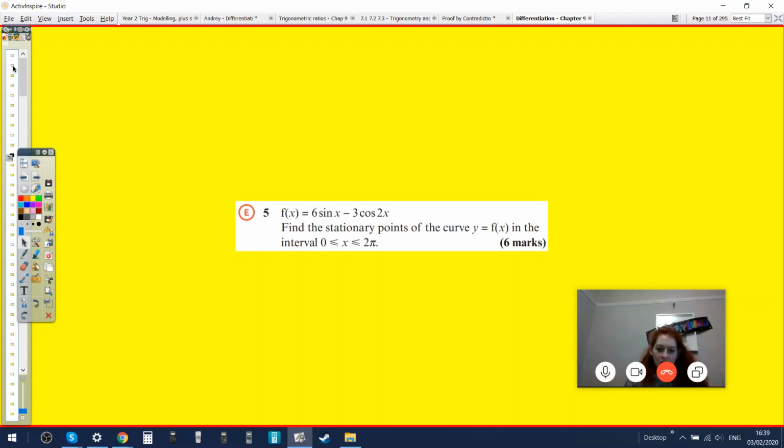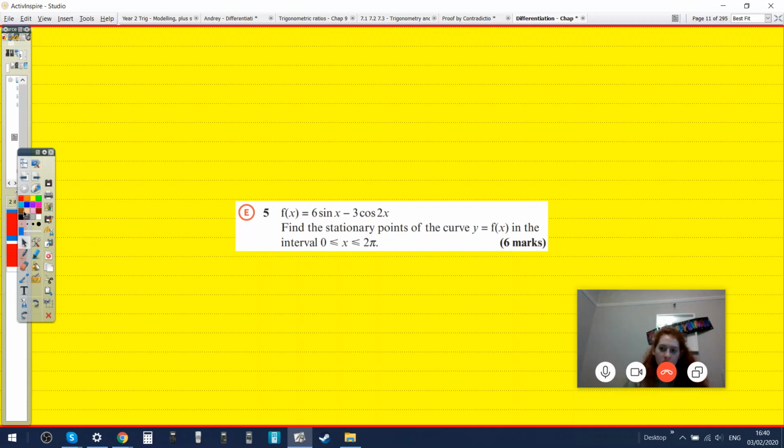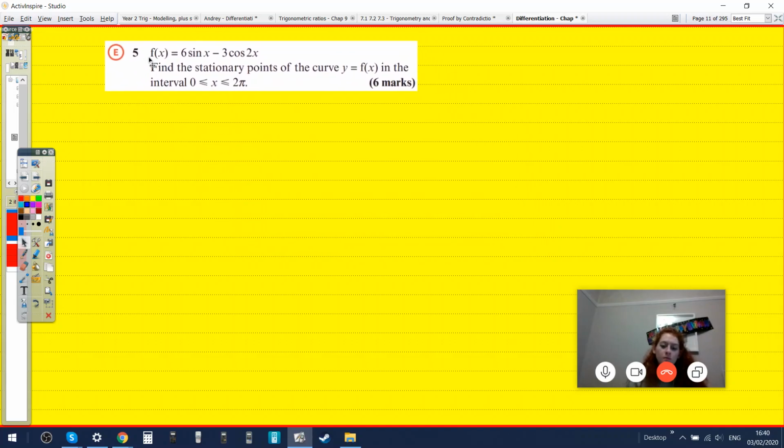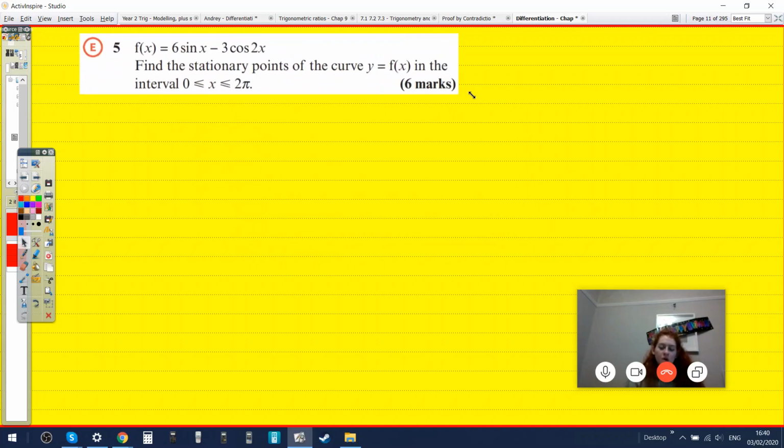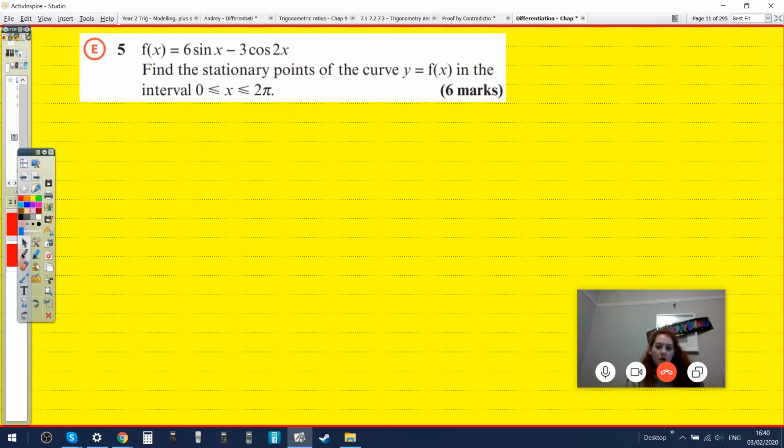I know sin x goes to cos x, and cos goes to minus sin x. Yeah. Oops. And this is a minus cos. So would that be a positive sign? Yes. So that would be 6 cos x plus. It's going to be a positive sign. And what would that be when you differentiate it? 3 cos 2x.